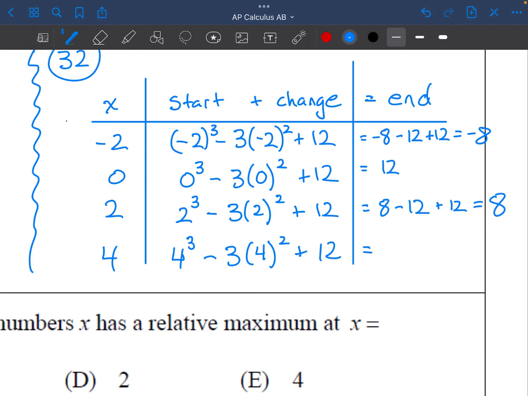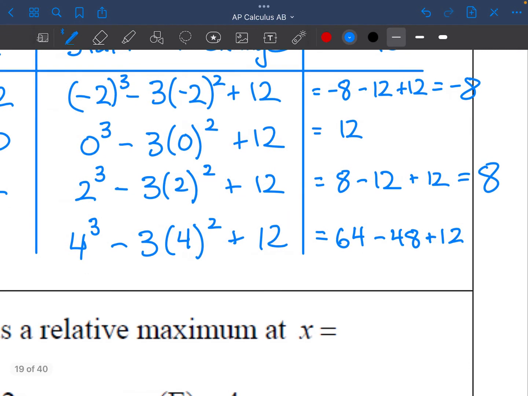That's going to be 16 times 4. That's 64. 64 minus, okay, 4 squared is 16. 16 times 3 is 48. And then plus 12. So I think first I'm going to do 64 plus 12, which is 76, and then 76 minus 48. Oh, math is failing me. It's going to be equal to 76 minus 48, and that's going to be 28.